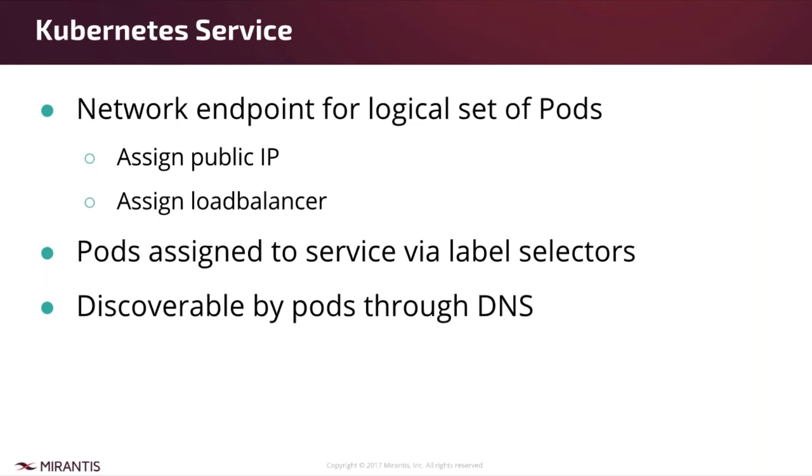So when you're grouping pods together to form a cohesive application, you have a policy to access them. We need this abstraction because although the pods have IP addresses, the pod object itself is ephemeral, and you can't rely on those for consistent access. And a service is also discoverable by pods through DNS as well.